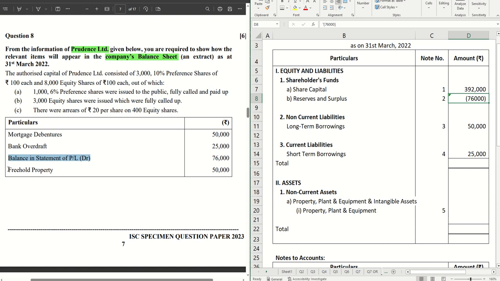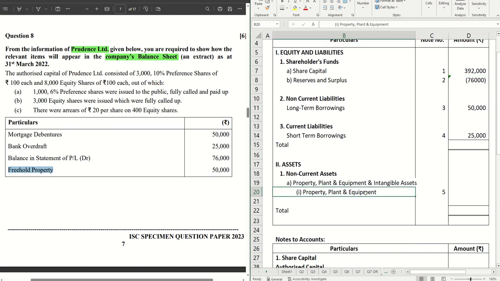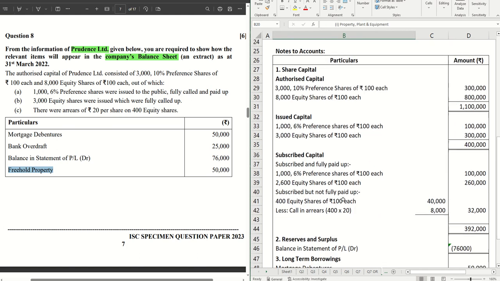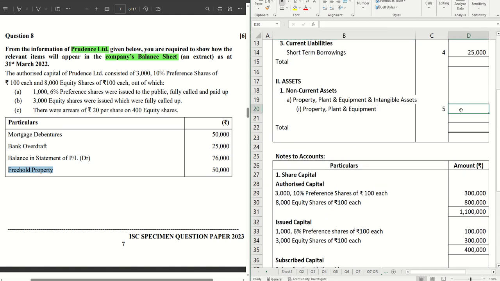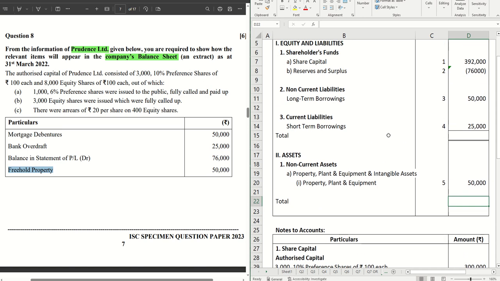amongst other figures. And the last item that we have is freehold property, that goes under your non-current assets against property, plant and equipment. So again, we go to our notes to accounts. Under notes to accounts, property, plant and equipment, we mention freehold property, and we write the amount, which is 50,000 given here. Now in this case, the total of the asset side and the liability side will not tally because this is just an extract of the balance sheet. So don't worry about that, that your totals are not tallying. All right. So you may not do the total as well because that will not tally. You can leave it here.